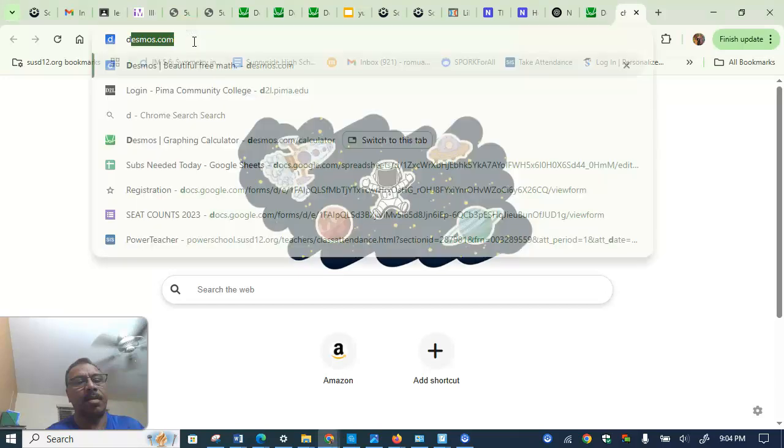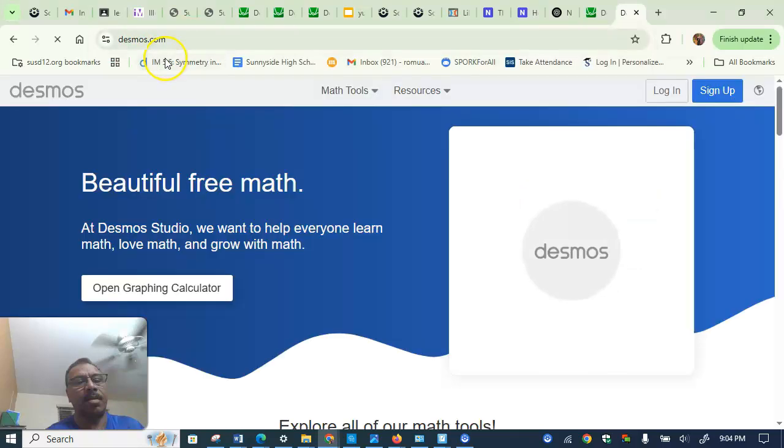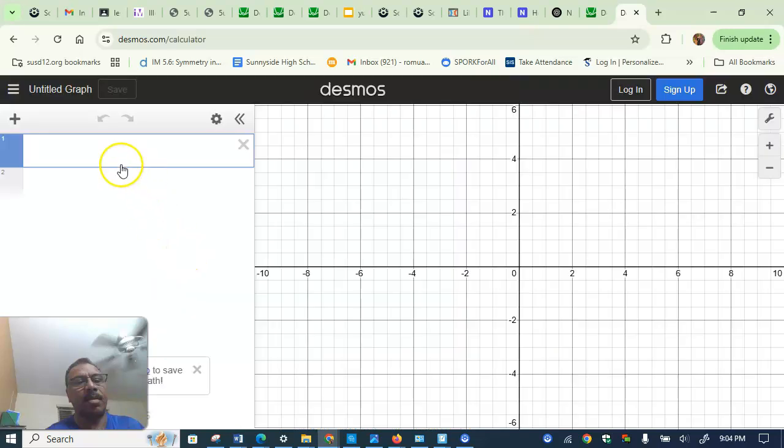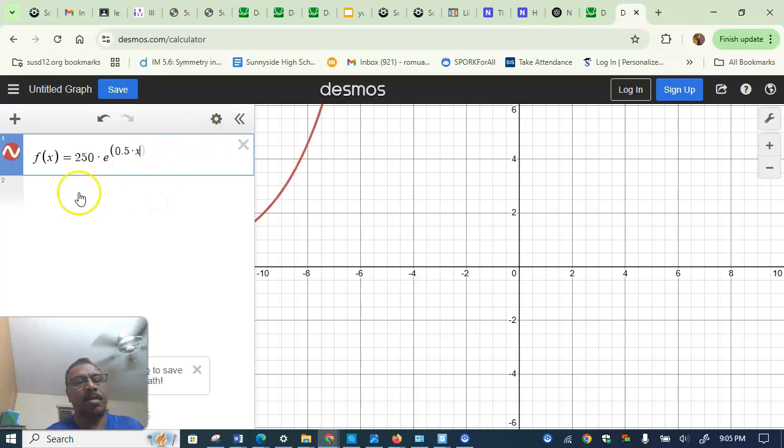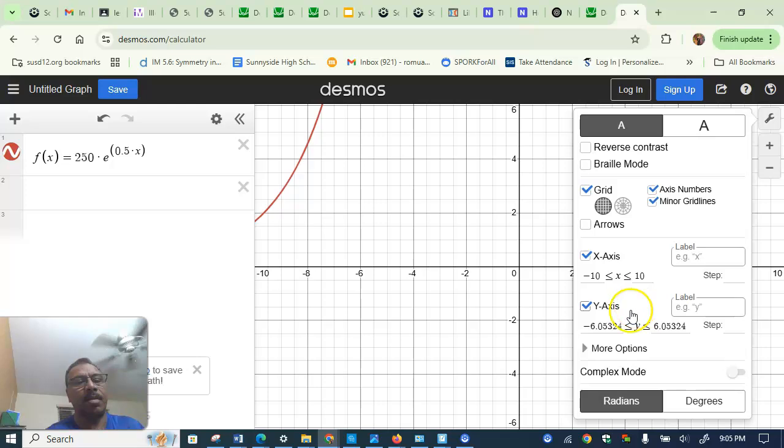So we'll use desmos.com and click on the graphing calculator. And here I will put the first one, which is f of x. Instead of t, I'm going to use x there, and 250 was the beginning, times e raised to the power 0.5, which is 50%, times x. Now the graph doesn't look good, so we'll do a little setup here because we want to see the whole graph.